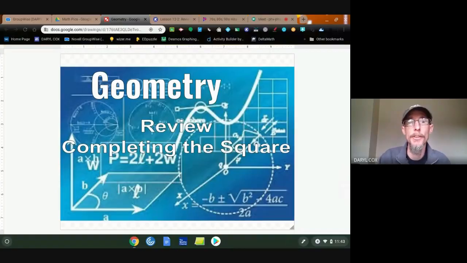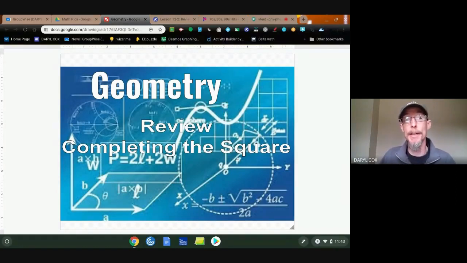Okay, so our next lesson, we're going to actually review some old algebra. It's something that you may remember from last year, depending on who taught you algebra last year and if they did this type of factoring. But it is going to be very important for what we do when we continue with our equations of circles.